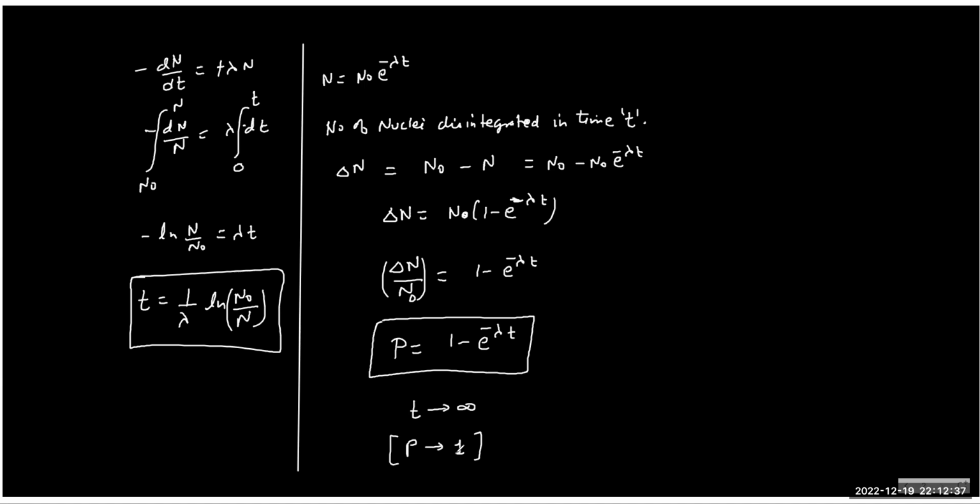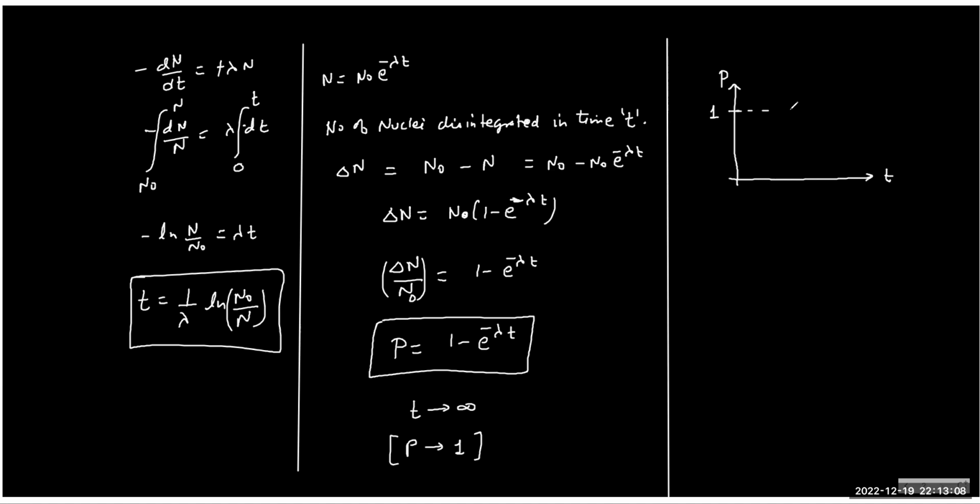So what is the probability of a disintegration of a nucleus in infinite time? The answer is 100%, so the answer is 1. So you can see that the probability will grow with time. And if you plot the probability versus time graph, one is the upper limit, so one will act as the asymptotic line.